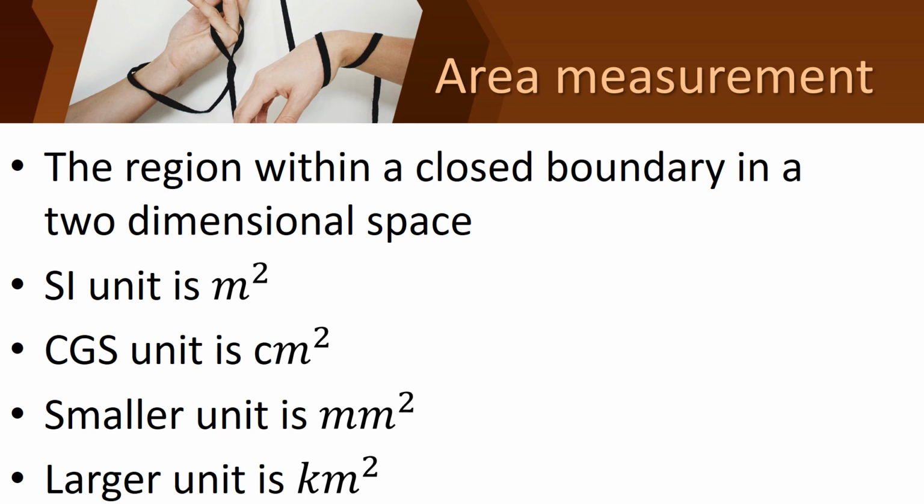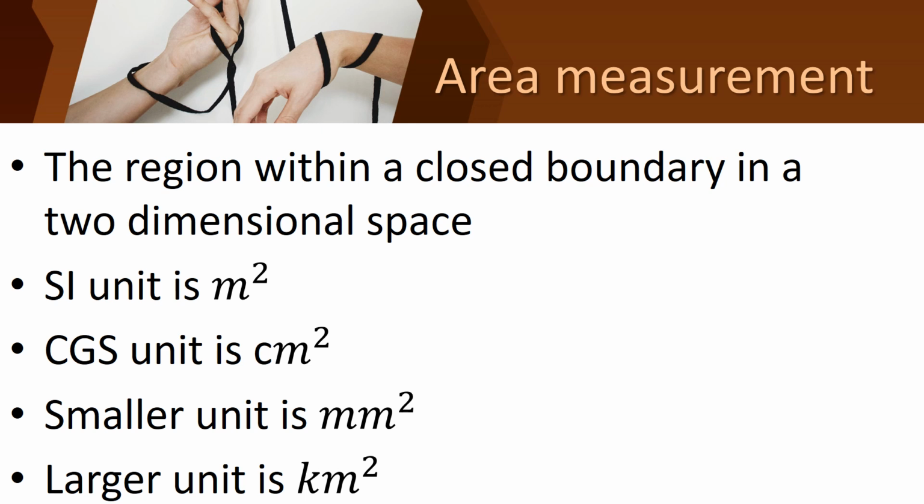Children, if you are measuring the smallest units, we can use millimeter square, that is millimeter into millimeter, for finding the area of the smallest objects or smallest images. For measuring the area of larger things, we can use kilometer square, kilometer into kilometer. Children, did you all understand?